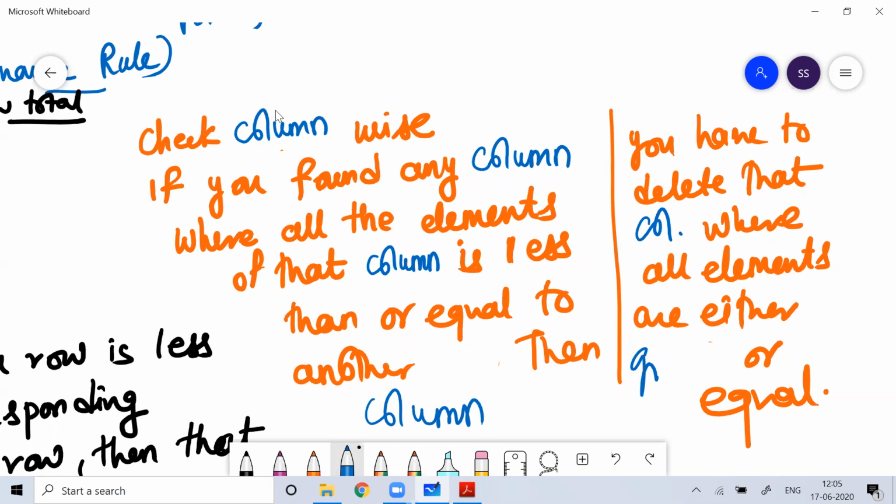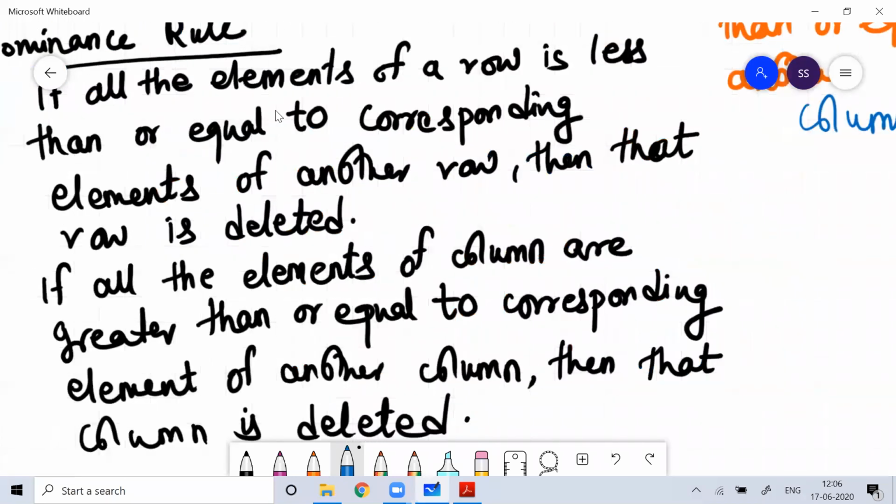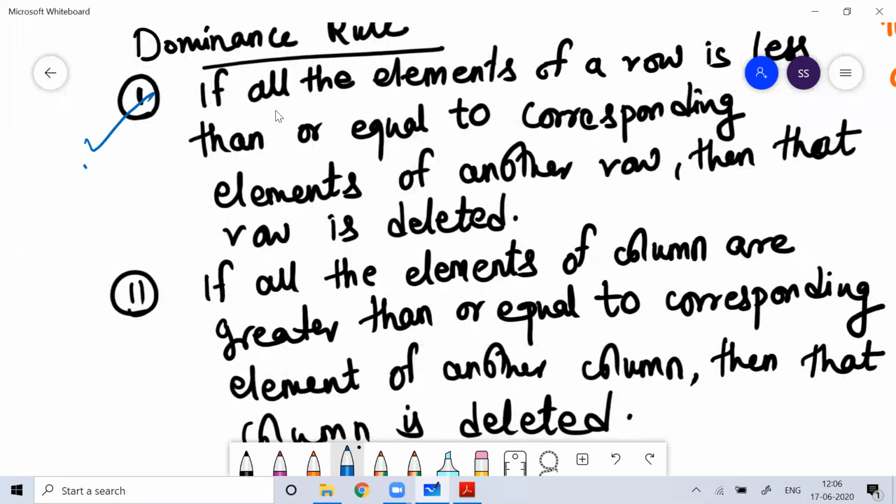So if row wise what we did, row wise you have to delete that row where all the elements are less than or equal to. While column wise you have to delete that column where all the elements are greater than or equal to. So this is called the dominance rule. So first you did row wise. Now you have to check column wise.